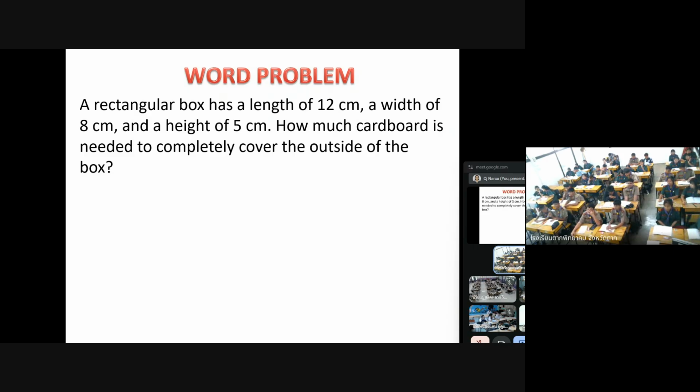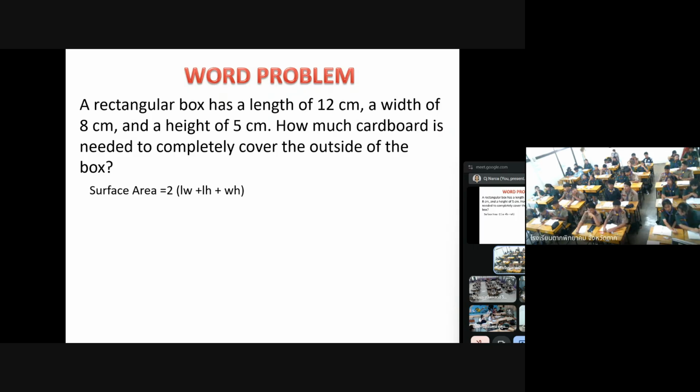Rectangular prism. Okay, so this problem is about a rectangular prism. Now, what is the formula to get the surface area of a rectangular prism? What is the formula again? Check your notebook. I already discussed it. How to get the surface area? What is the formula? 2 multiplied by what? This is the formula.